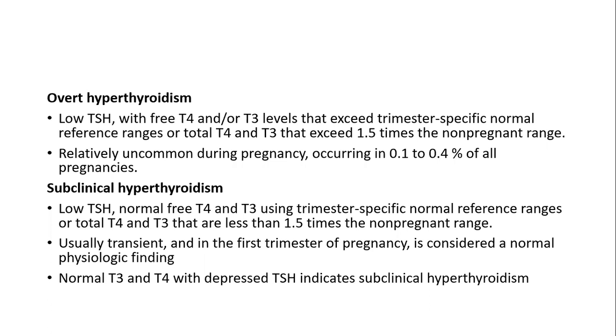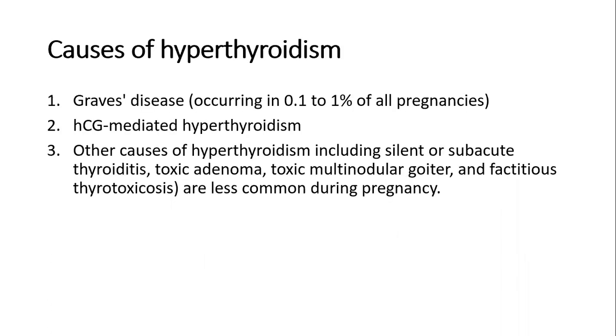Now the causes of hyperthyroidism. We can have Graves' disease, which usually occurs in 0.1 to 1% of all pregnancies. We can have HCG-mediated hyperthyroidism. We can also have other causes like silent or subacute thyroiditis, toxic adenomas, toxic multinodular goiters, and factitious thyrotoxicosis, which are usually less common during pregnancy.